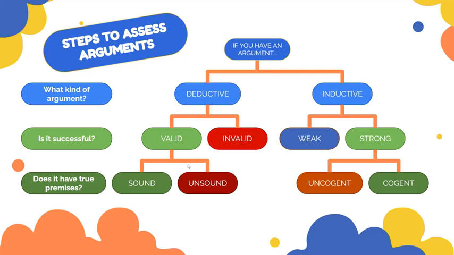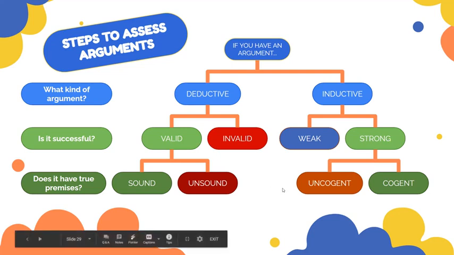By definition. If an argument is inductive, then we ask, is it successful? Well, if it's weak, then it's not successful. It doesn't give us good reasons for thinking that the conclusion is true if the premises are true. It's strong if it does give us probable reasons for thinking the conclusion is true, given the premises. Does it have all true premises? If the answer is no, then it's uncogent. If the answer is yes, then it's cogent.